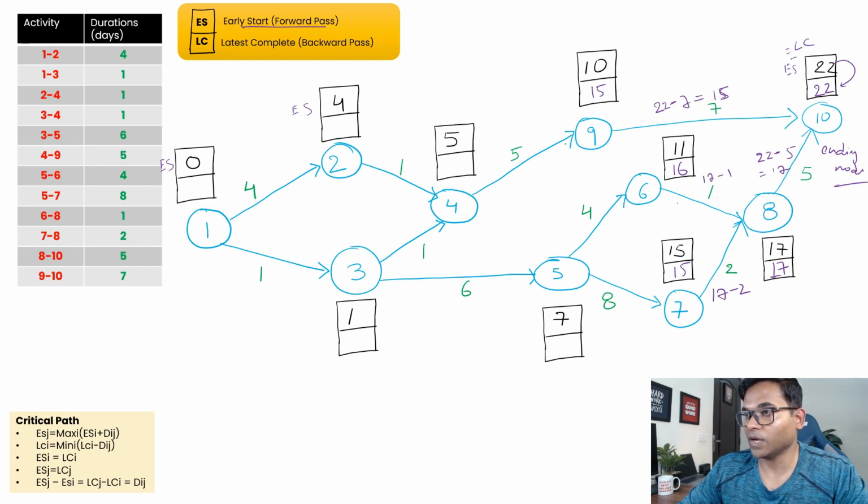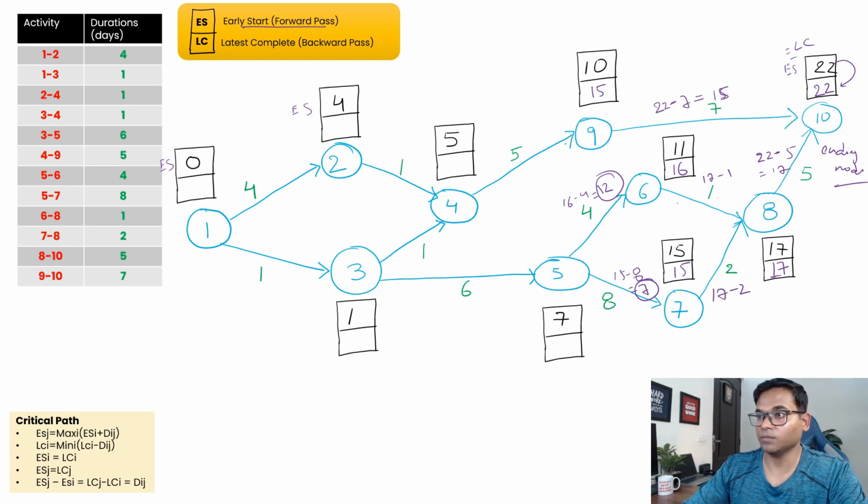Now coming to the 5, we have the 2 arrows connected. One is 6 to 5, another is 7 to 5. So we need to calculate the 2 LCs. Remember this is 15, so 15 minus 8 is 7. Here we say 16 minus 4, this is 16, so 16 minus 4 is the duration, so this should be 12, right. Now we have 12 and we have 7. For the backward pass we always take the minimum, so the minimum is 7, we'll consider 7.